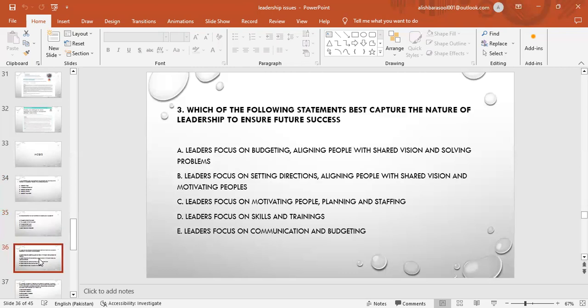Which of the following statements best capture the nature of leadership to ensure future success? A, leaders focus on budgeting, aligning people with shared vision and solving problems. B, leaders focus on setting directions, aligning people with shared vision and motivating people. C, leaders focus on motivating people, planning and staffing. D, leaders focus on skills and trainings. E, leaders focus on communication and budgeting. B. No, it's A, leaders focus on budgeting, aligning people with shared vision and solving problems.